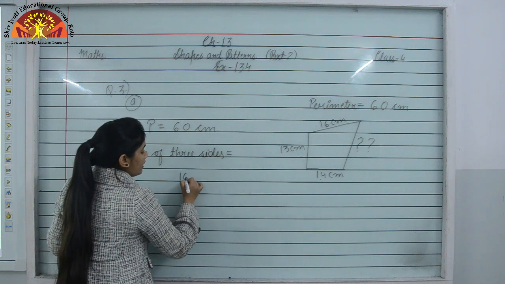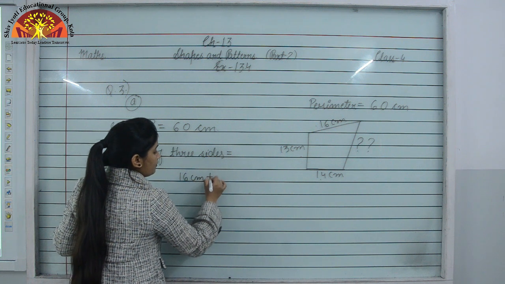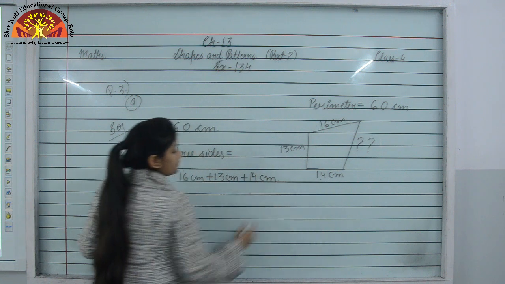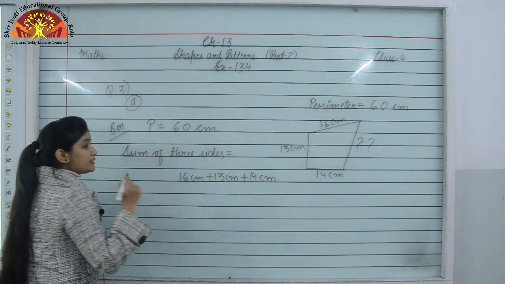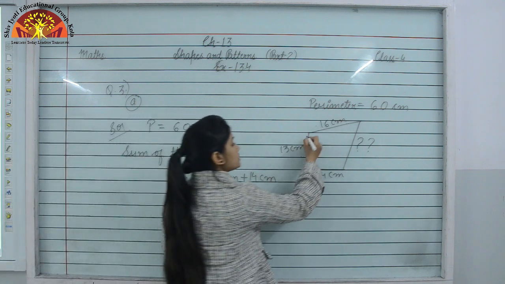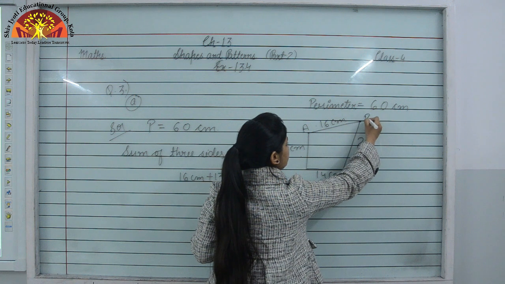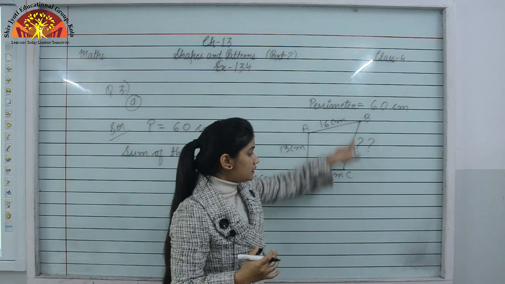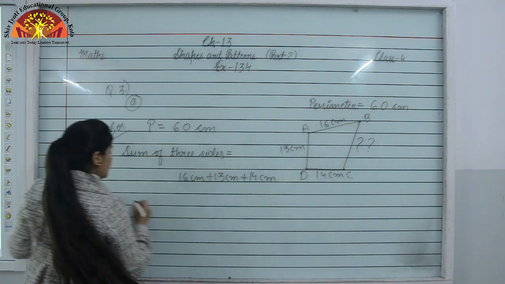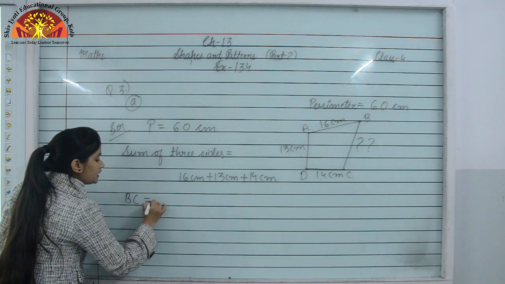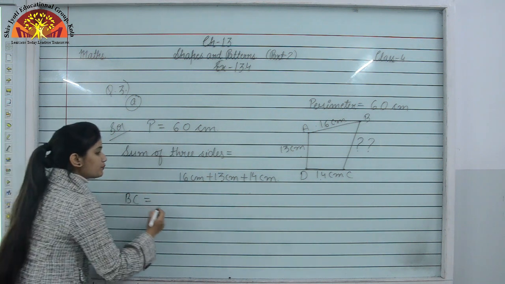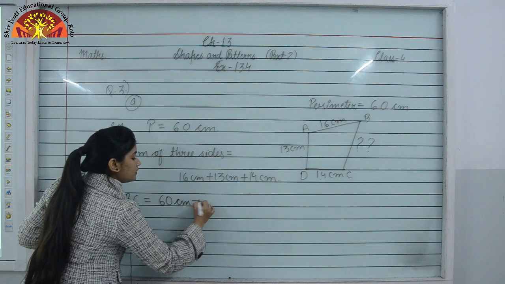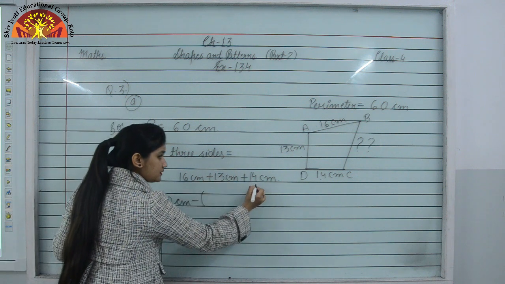So now students, what do we have to do? 16 centimeter plus 13 centimeter plus 14 centimeter. Is it clear? Now we'll find the missing side. You can do it like this also. This is point A, point B, point C and point D. So what do we have to find here? We have to find the length of BC. And the length of BC, it means side BC will be, what did I teach you? You have to subtract the sum of these 3 sides from the perimeter. So now we'll find the sum of these 3 sides.